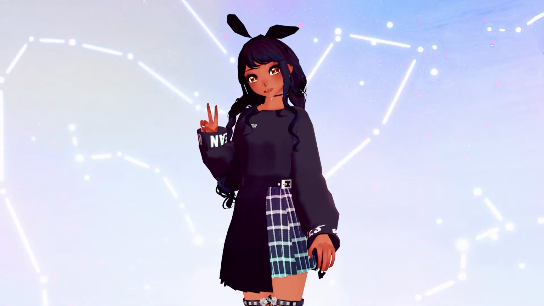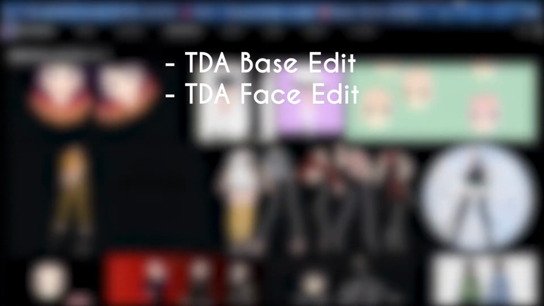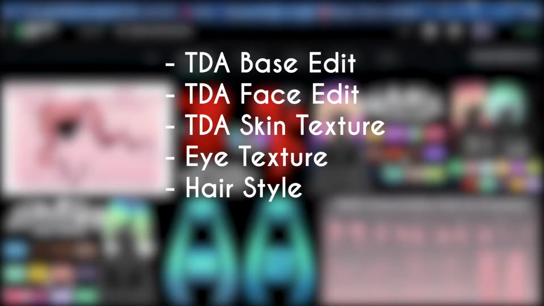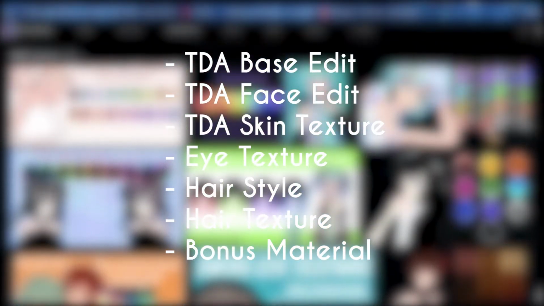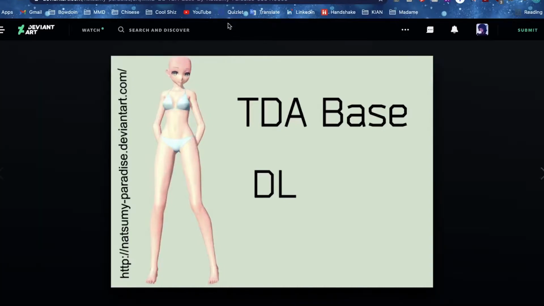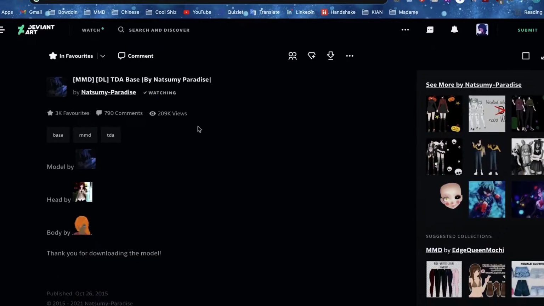There's a pretty set list of things I pull from DA when creating the base. The base, the face, skin texture, eye texture, hairstyle, hair texture, beauty marks, tattoos, so on, and any tunes, spas, or spheres. For the base so far, I've only ever used the one by 𝕊𝕊𝕄𝔼.